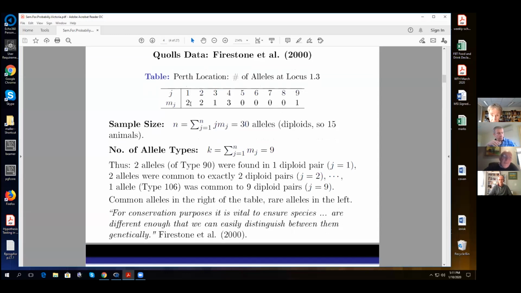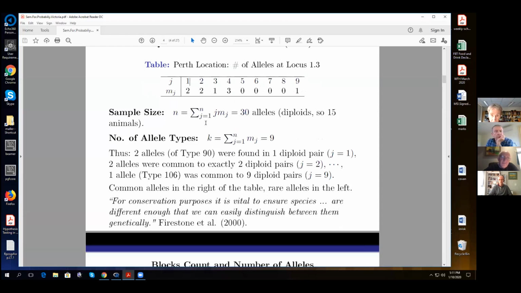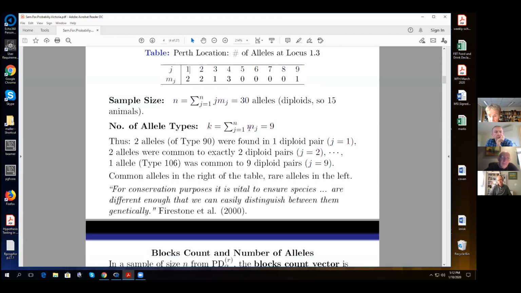So these MJs are the observations that we're interested in. If you take J times MJ, you'll get 30 alleles. So that's a sample size of 30. That actually corresponds to 15 animals, as it happens, a very small sample. The number of allele types here is given by adding up the MJs, and if you add these up, you'll get 9 different allele types in the sample. I'll just mention that the zeros here can be omitted.